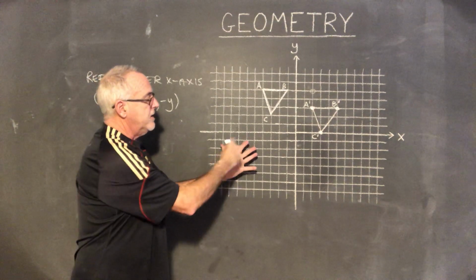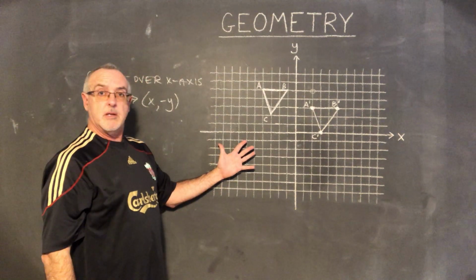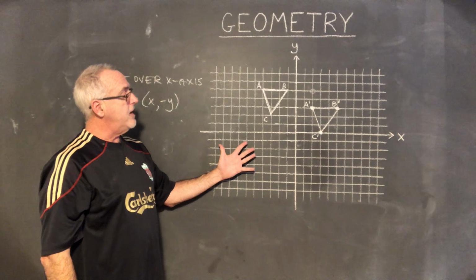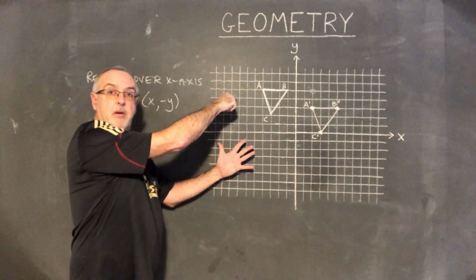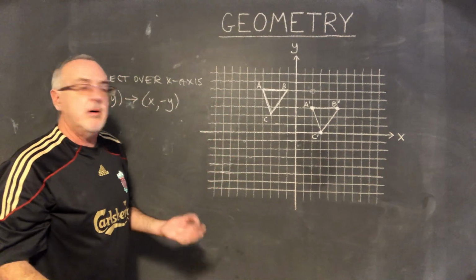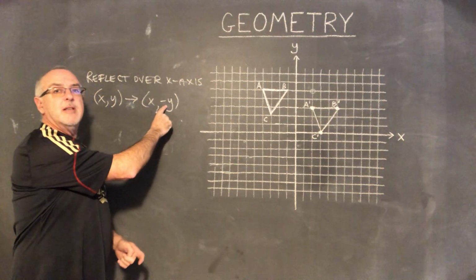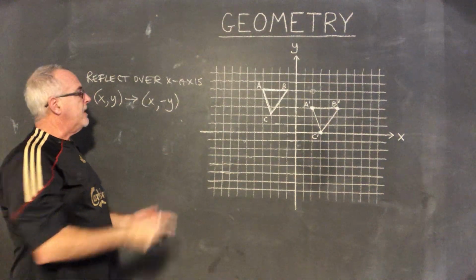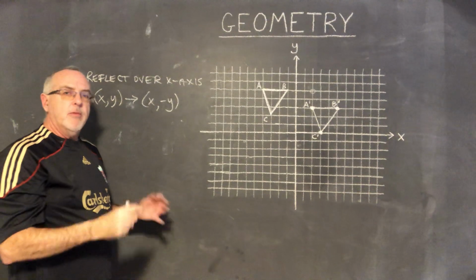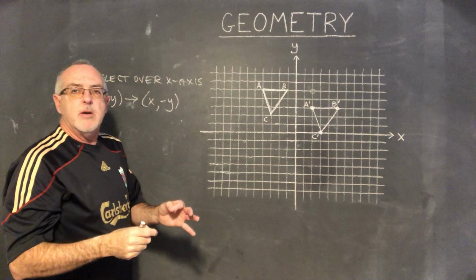But all the y coordinates of my hand right now would be negative because they're below the x-axis right now. But the reflection would be above the x-axis, so all the y coordinates would be positive, meaning the opposite sign. The way to show that in math is to say negative y, meaning if y was a positive coordinate, it will become negative.